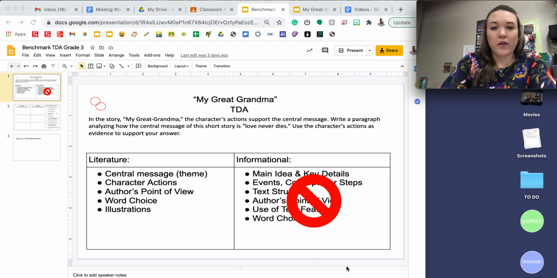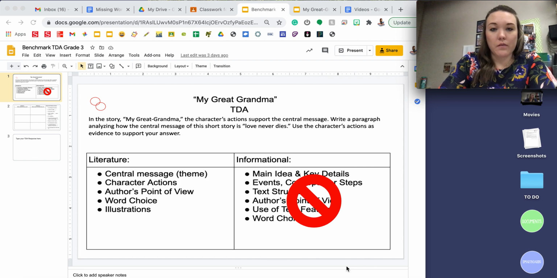We're going to go over the beginning of your TDA assignment. This assignment will take you all week. Please remember that TDA stands for Text Dependent Analysis, meaning you have to read a text and really look into it to be able to answer the prompt. The story that we're focusing on this week is called My Great Grandma.